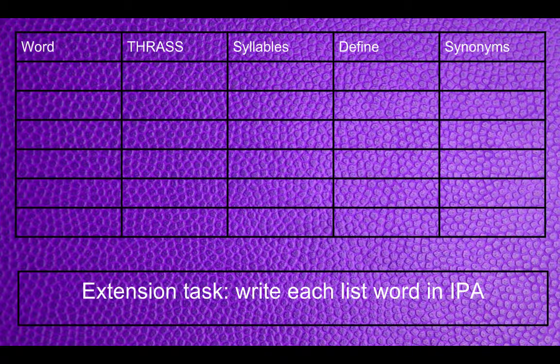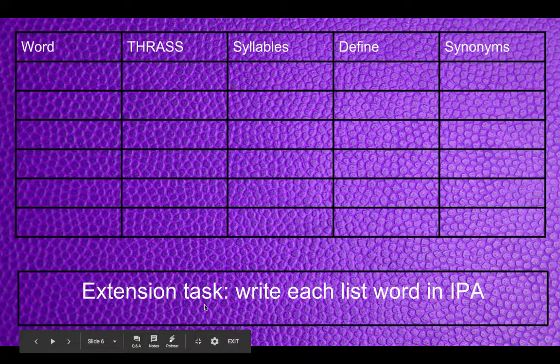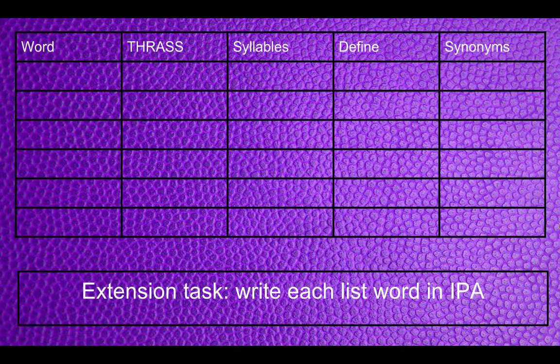So don't just copy things out as they appear and not think about them. Make sure that it makes sense to you and you could explain it to someone else before you add it to your list. And of course, as always, your extension task, if you can get to that point where you are smashing out your thrashing very quickly, you might like to write each of your list words in IPA as well. So I want you to pause the video here, and I want you to have a go at filling in your table. So press pause, and we'll be back in a second.